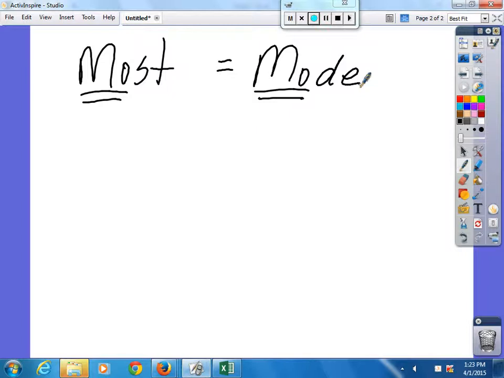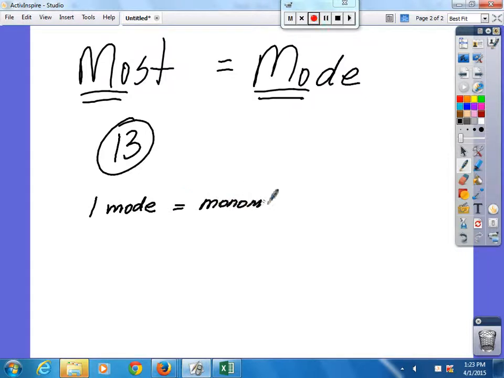Most means mode. All right, which one shows up the most in this one? 13. So in this one, the answer is 13. But you can have more than one mode. Of all the things that we have to calculate, this is probably the easiest, but it's the most worthless. We don't even use it. But you need to know what it is for other applications. So if you have one mode, that's fine. You just list it. One mode is just called one mode, or monomode, but nobody ever uses that word. 2 modes is called bimodal.